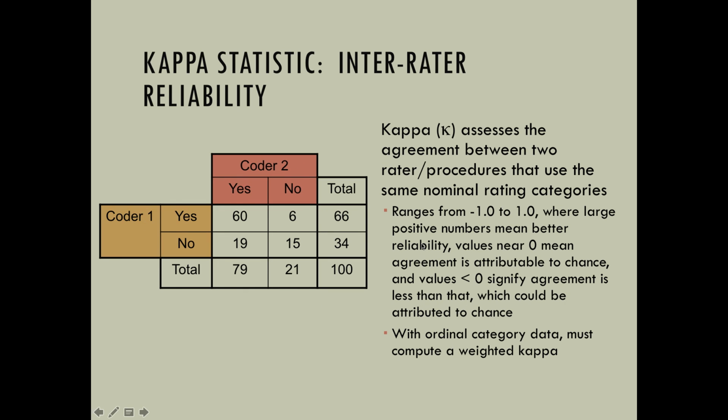It ranges from -1 to +1, and the higher the positive value, the better the reliability, which means they're rating things in the same way. If the value is closer to -1, it means they're not coding the information at all similarly. There's no relationship between what one person is doing and what another person is doing. So we would like this to be closer to 1 if we want them to be coding information the same way.